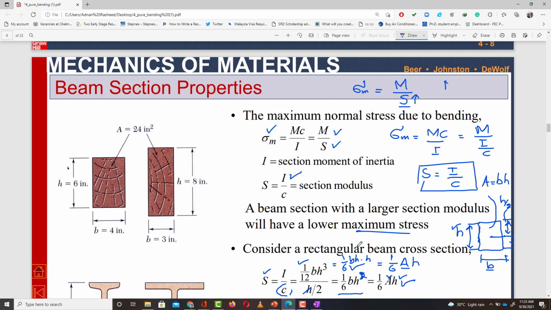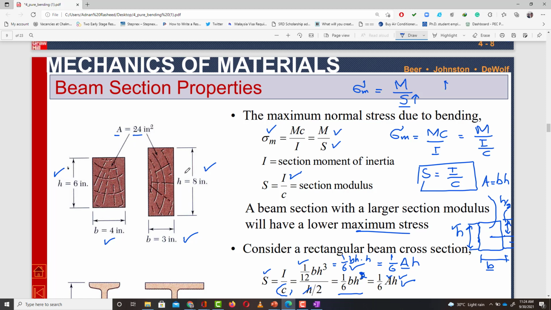Now if you have been given as an example these two beams, one having height equal to 6 inch and breadth 4 inch, and the second having height 8 and breadth 3 inch, both having area 24 inch square. Now both the beams have the same area. So what will you prefer to choose? Which beam will you prefer to choose? Because both have the same area.